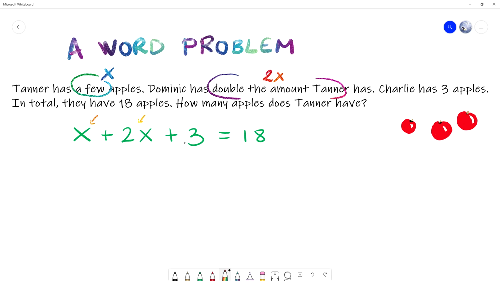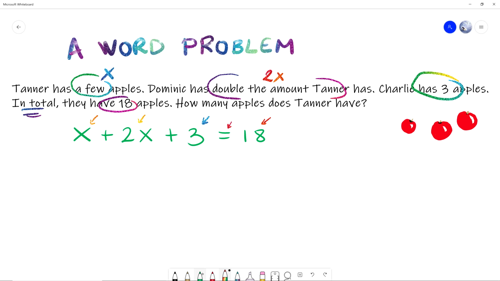How about plus 3? What's this plus 3 about? The 3 is how many apples I have. You have 3 apples. Very good. And then we have equals 18. Why 18? Because it says at the end of the statement that in total they have 18 apples. In total, they have 18. So this in total is the key word that's going to be equal to something else, and they have 18 apples, and that's 18 right here.